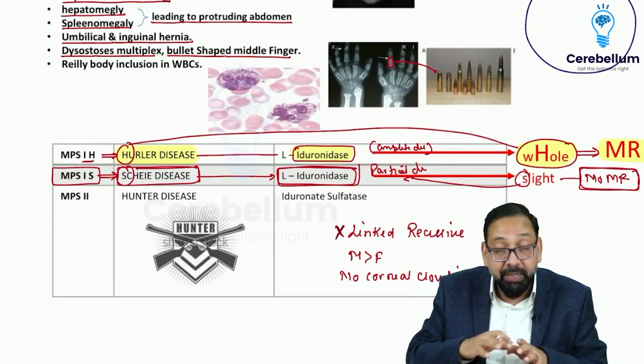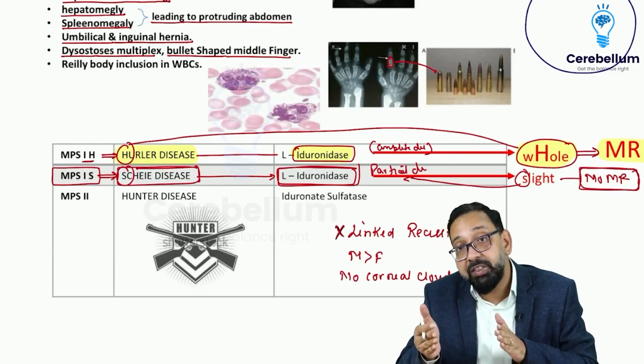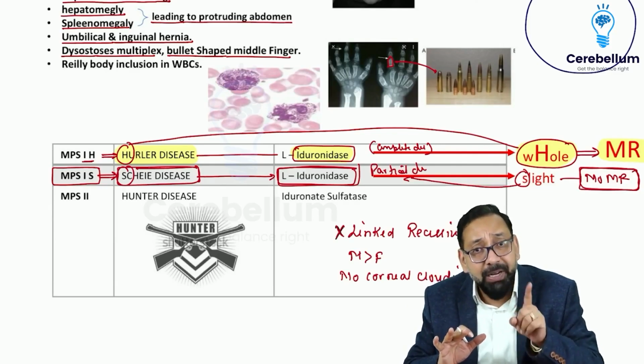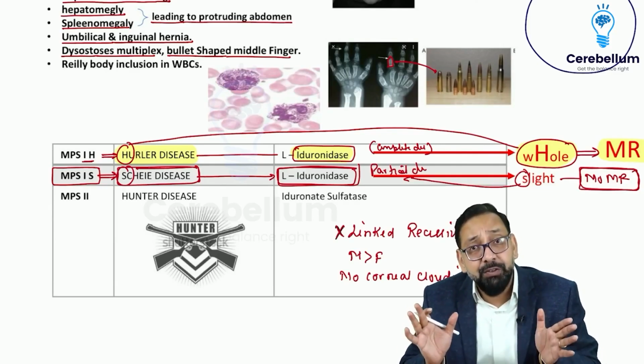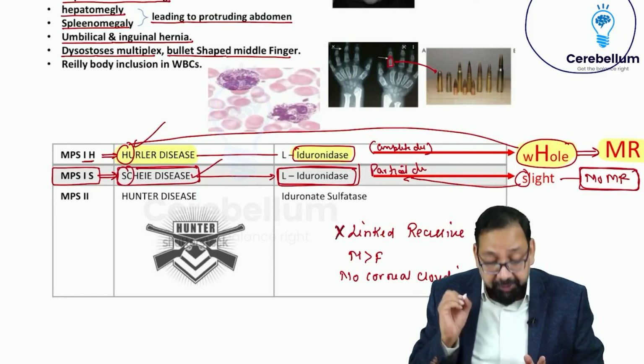That's why I told you they will give a clinical scenario. All the points will be given. If mental retardation is there and iduronidase is deficient, they will not tell you complete or partial. Iduronidase is deficient, mental retardation is there, Hurler. No mental retardation, Scheie disease.